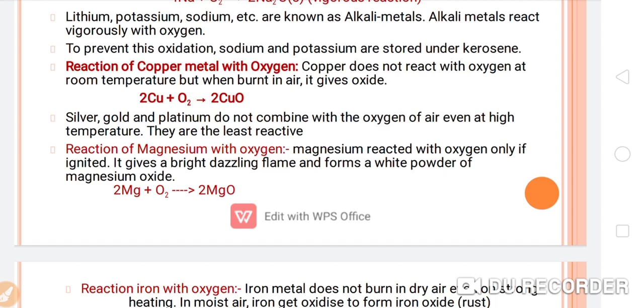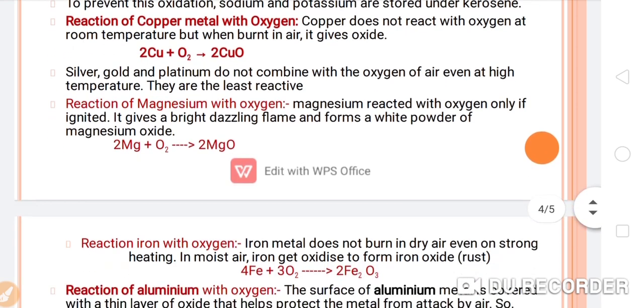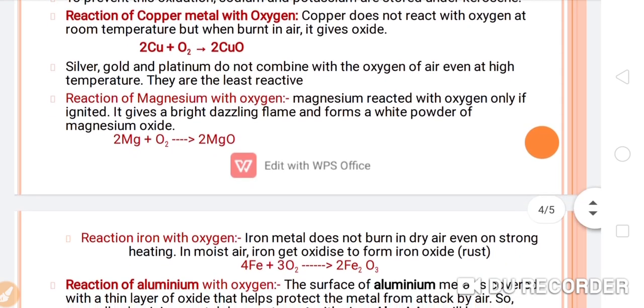Then we will hold it with tongs, and expose it over the flame, and it will start burning. When it burns, it burns with a special kind of flame known as a dazzling flame. The compound formed after the burning of the magnesium ribbon is magnesium oxide, and its color is a white powder. So this is the magnesium oxide. Here is another reaction we have discussed.